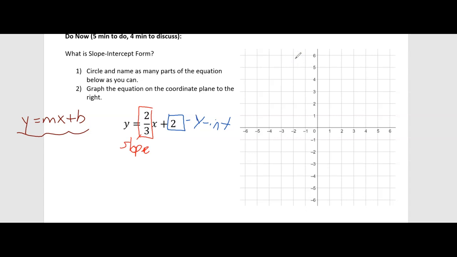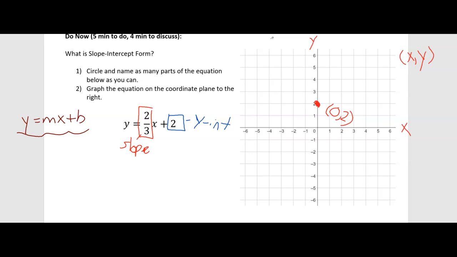So what we need to do is plot 2 points so that we can connect them and draw a line through them. So I'm going to plot my y-intercept first. That's at +2. And from here on out, we are going to write down the coordinates whenever we plot a point. So this point is 0, 2. Now remember, our x-coordinate comes first, our y-coordinate comes second. And we have our x-axis is the horizontal, our y-axis is the vertical.